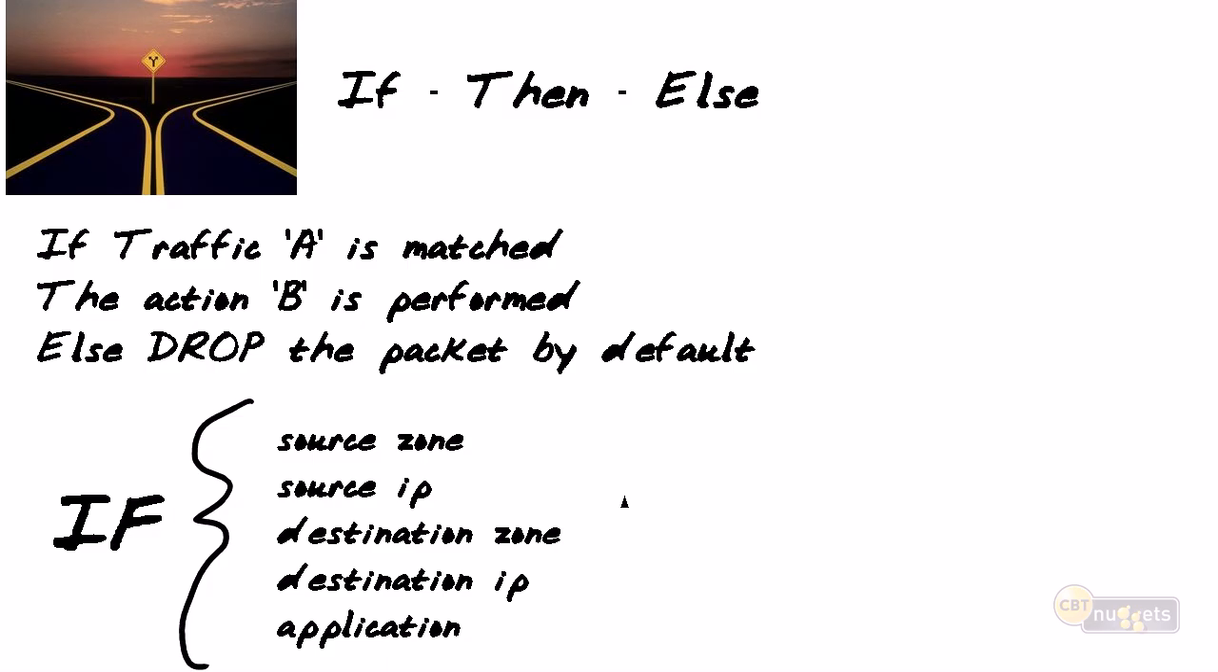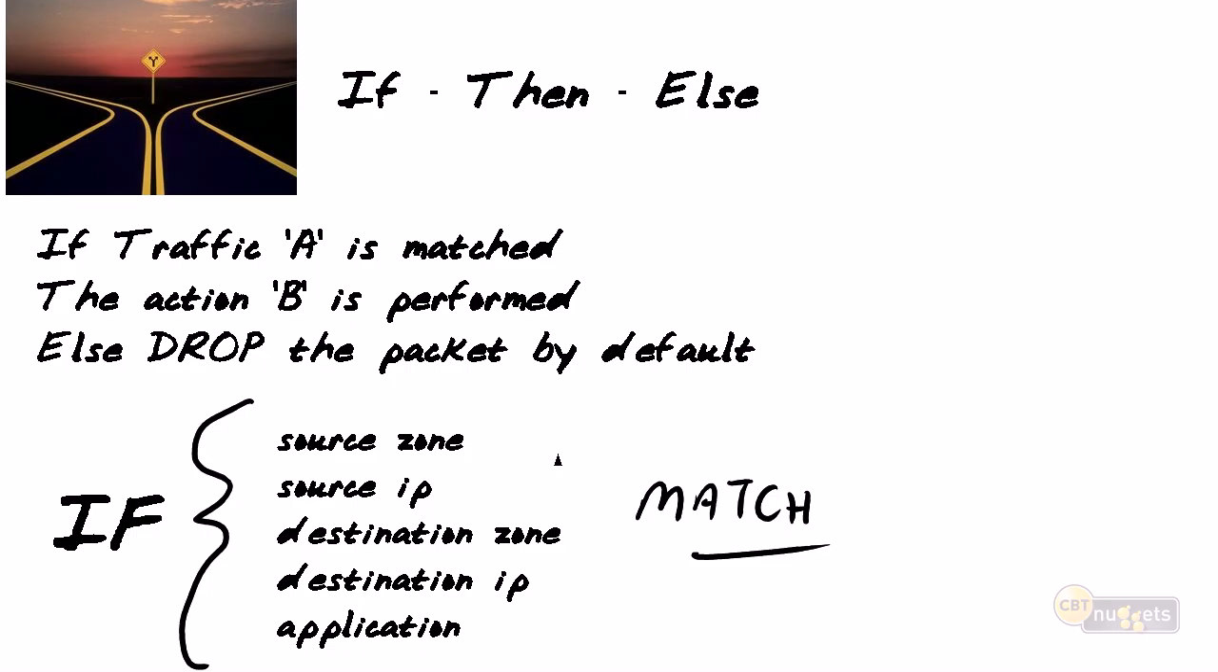Okay, let's look at the first part of the equation here, the if portion. Now, the if portion is accomplished with a match statement in the CLI. So what can we match? Well, we can match 5 things. We can match the source zone, so we're identifying the traffic based on the source zone or the source IP address, IP version 4, IP version 6. Or we can match on the destination zone or the destination IP address, IPv4, IPv6.